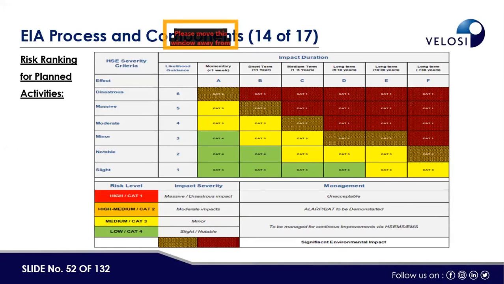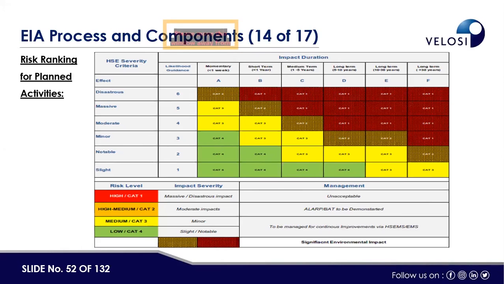Here you can see that on the left, it's a 6 by 6 matrix, and there is a left column that determines the severity of the environmental impact, starting from slight, moderate, notable, minor, moderate, massive, and disastrous. And then there is a likelihood as well, that is momentary, which basically shows the duration of the impact.